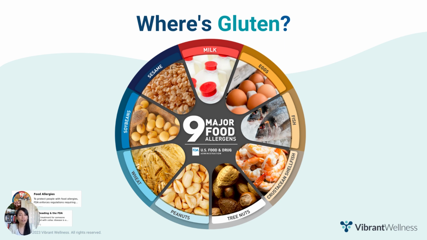If a product voluntarily claims itself to be gluten-free on the package, then the FDA enforces that that product must contain no more than 20 parts per million of gluten in order to carry that gluten-free claim. And this has been deemed a safe limit for celiac patients.